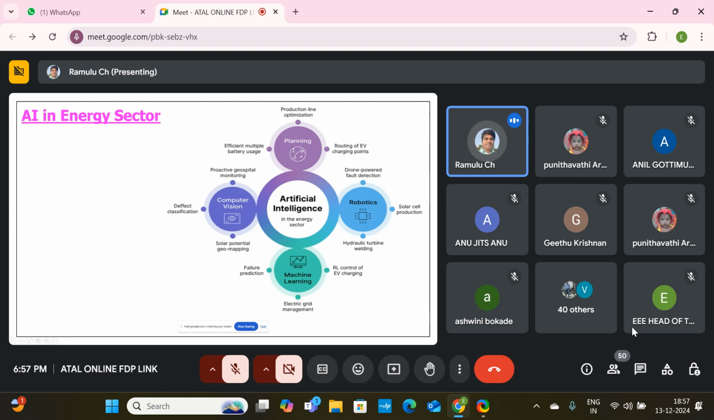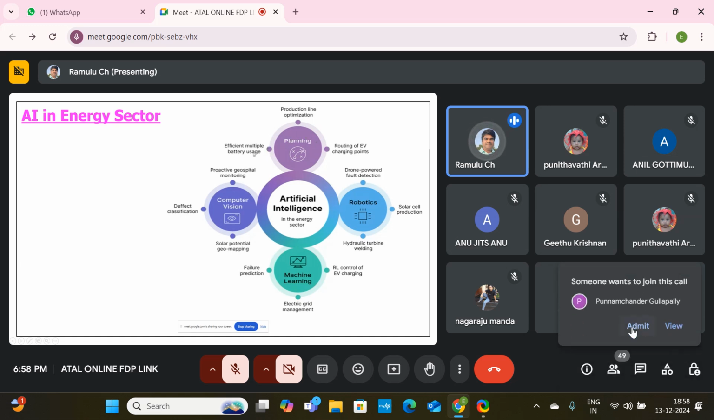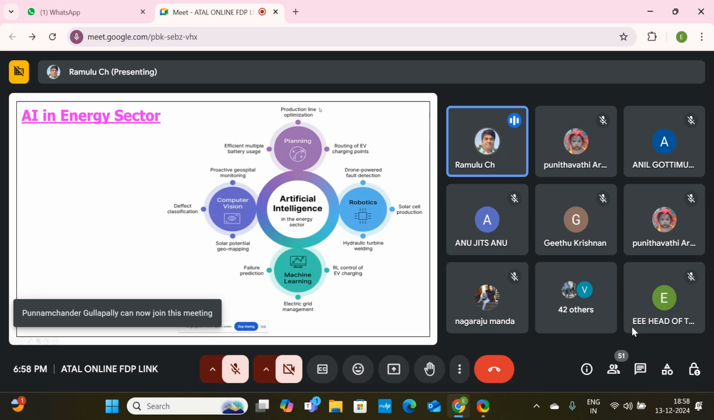With the integration or implementation of AI, planning is an important subsection, an important sub area in the energy sector. If you implement this AI, efficient multiple battery usage is possible. Production line optimization on the source production side is also possible. Routing of EV charging points is also possible. These three things are important with respect to planning, and they are possible if AI is there. Then coming to robotics.